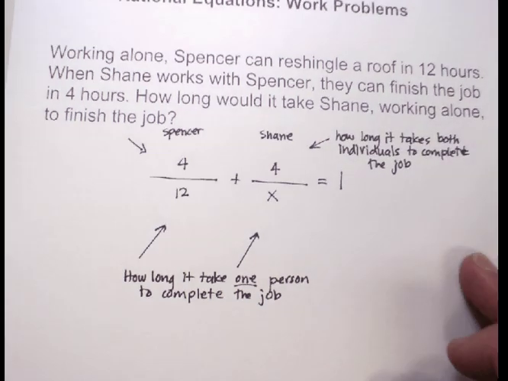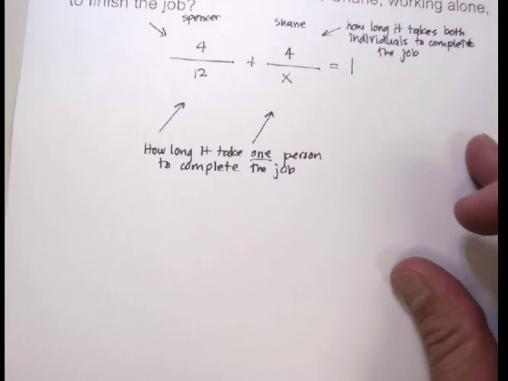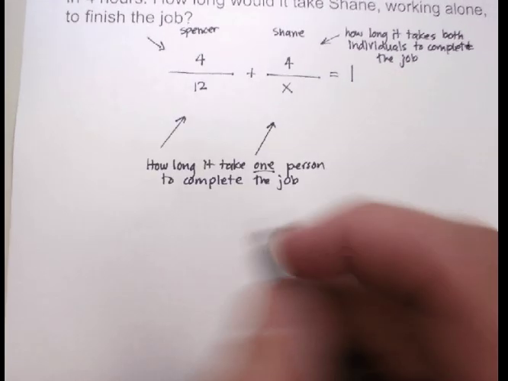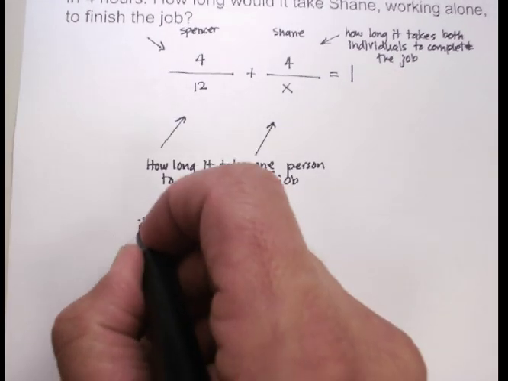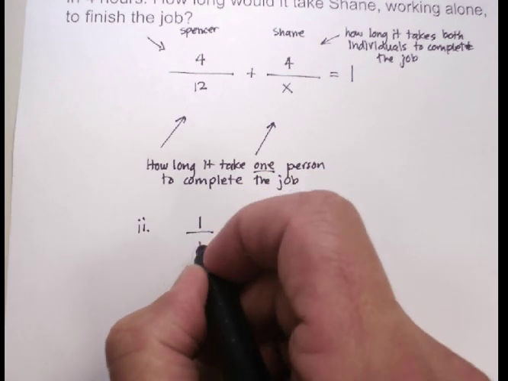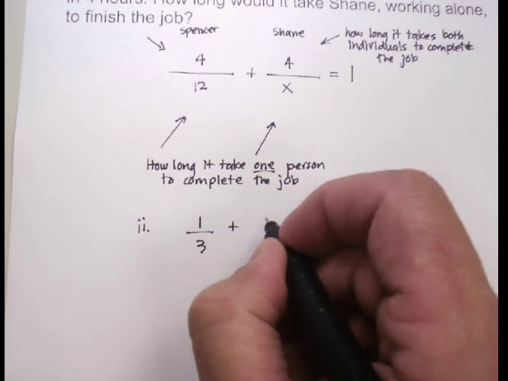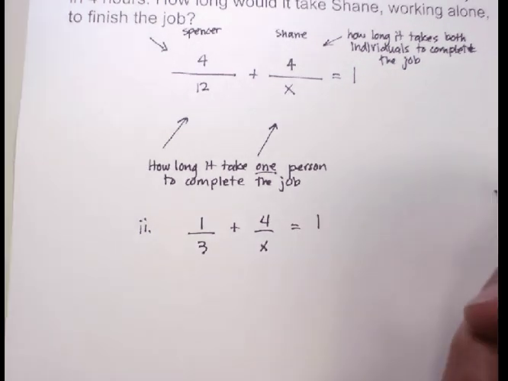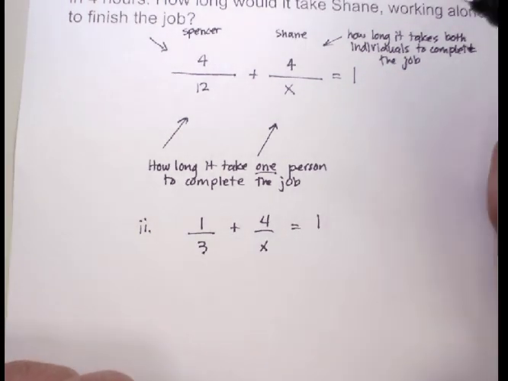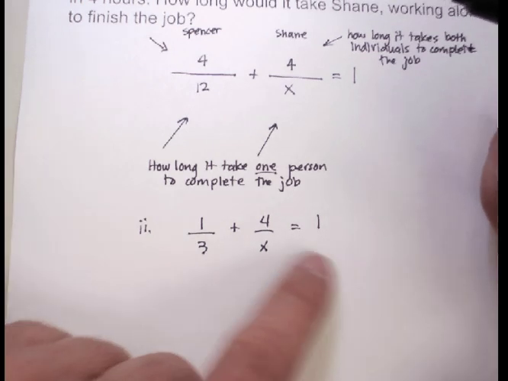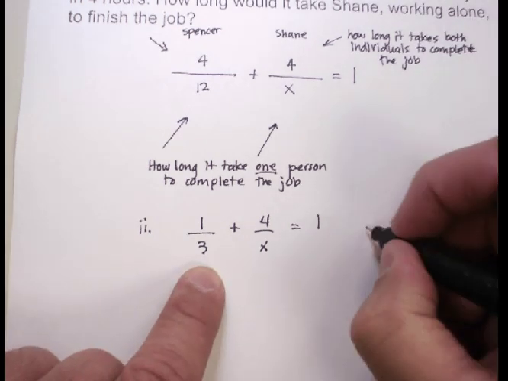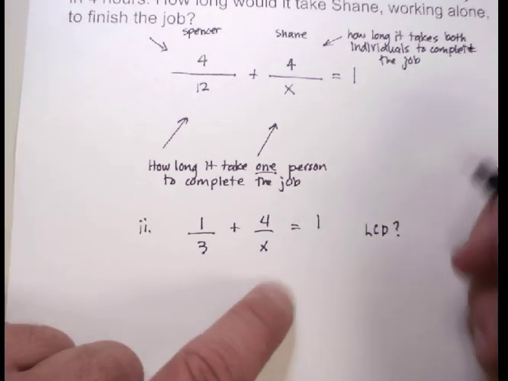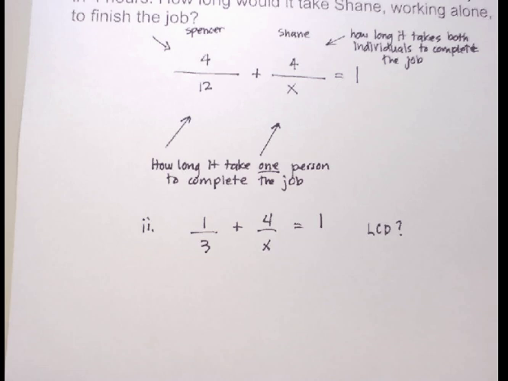Now let's go ahead and solve that, and I'll show you how this makes sense in the context of the problem. 4 over 12, that's basically equal to 1 over 3, so let's reduce. We get 1 over 3 plus 4 over x is equal to 1. Again, remember how to solve rational equations. You want to find common denominators, right? Or the lowest common denominator. And you can see that the lowest common denominator would be 3x.